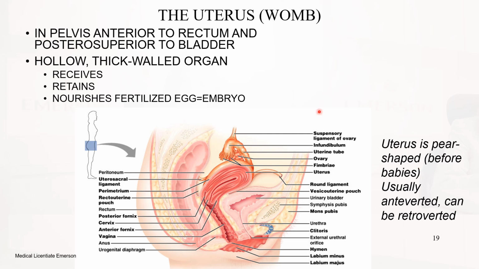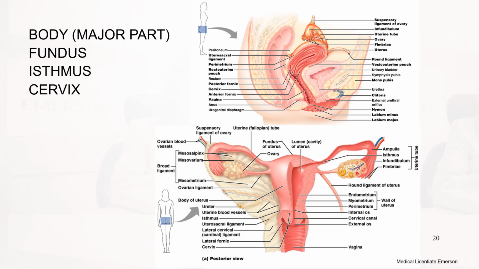Okay, so this is the uterus here, the one which is looking like a fist. That is the uterus. Okay, and then the uterus has a body, which is the major part, a fundus, also an isthmus, and a cervix. And below it there is a cervix.